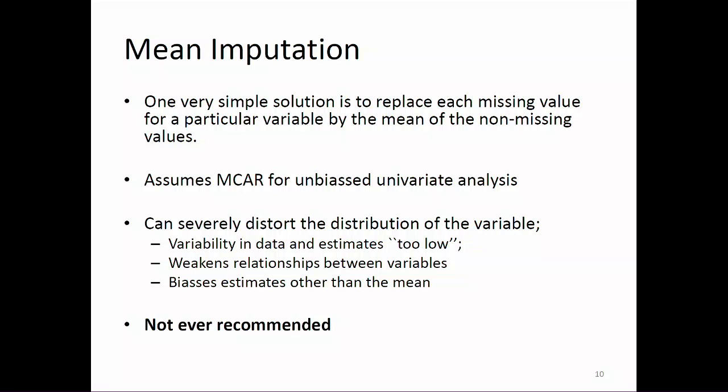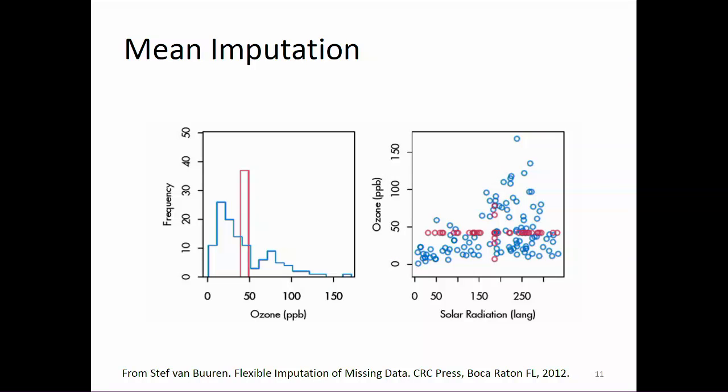mean, and then all the other ones that you've got observations for. It distorts the data itself. It can distort the variability in your estimates. It can increase, can decrease relationships between variables. It can bias estimates other than the mean. So if you care about the variance or something else other than the mean to do with your data, it can bias your estimates as well. And a picture will show you this.